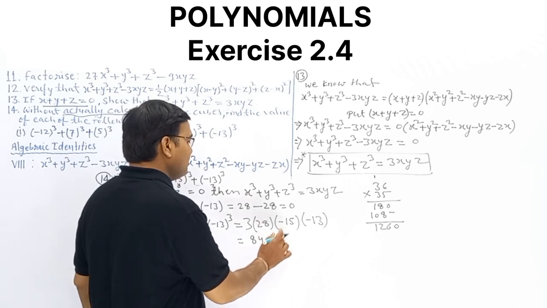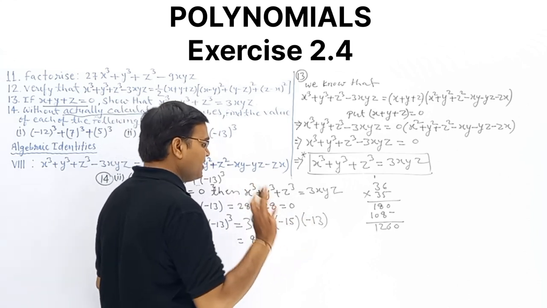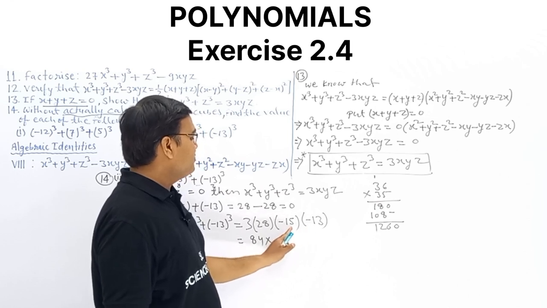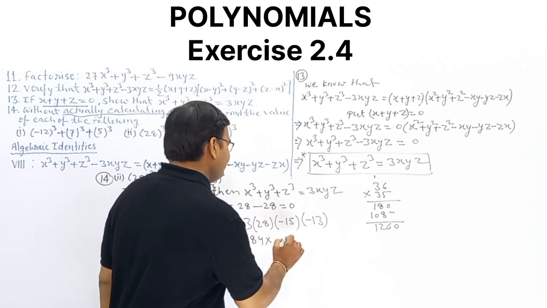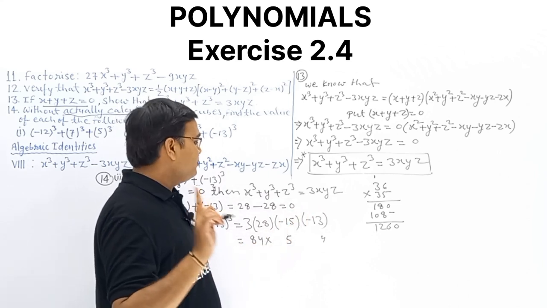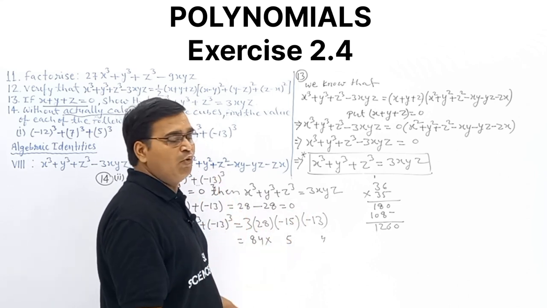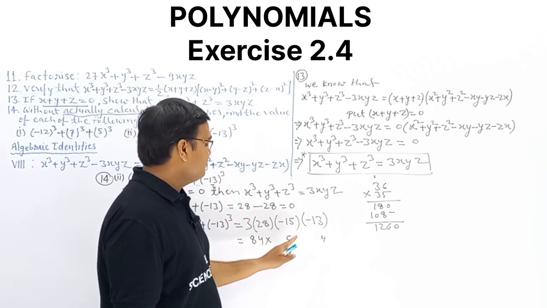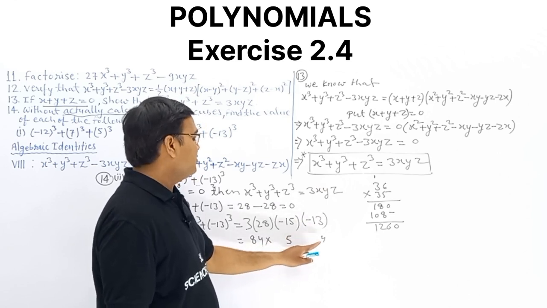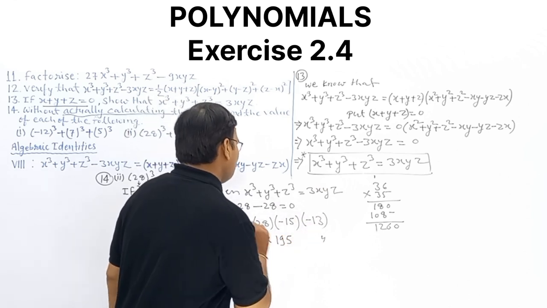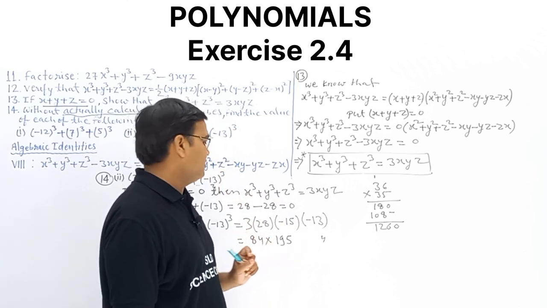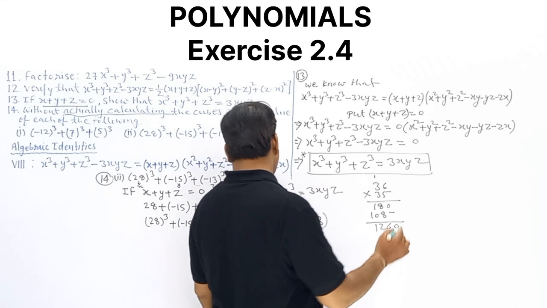Now multiply both. Minus into minus will be plus. 15 times 3 is 45, 4 is remaining. 15 times 1 is 15. 15 plus 4 is 19. So we get 195 and positive 1.